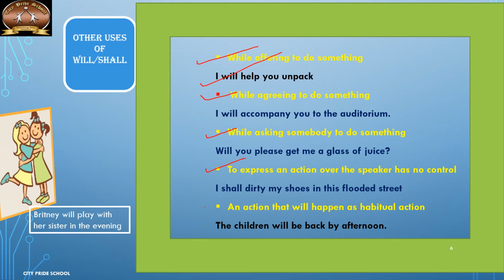Then the last use is an action that will happen as a habitual action, an action that is repeated as a habit. But of course, in future, the children will be back by afternoon. So children, they've gone to school, they will definitely be back. One more example is, Brittany will play with her sister in the evening. So probably Brittany has agreed to play with her sister in the evening.